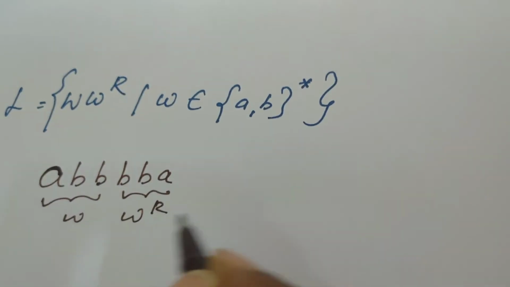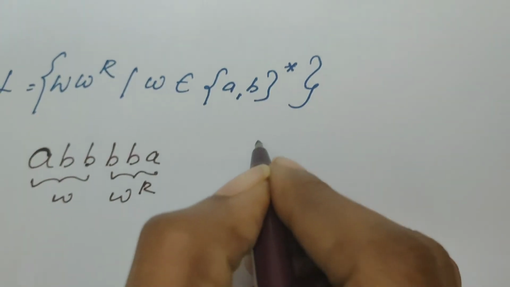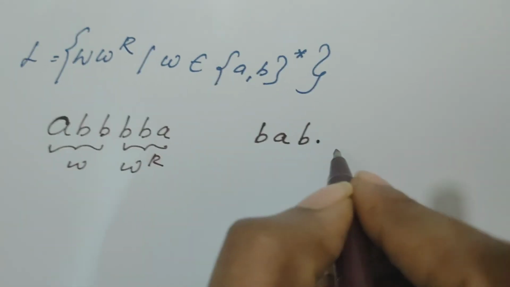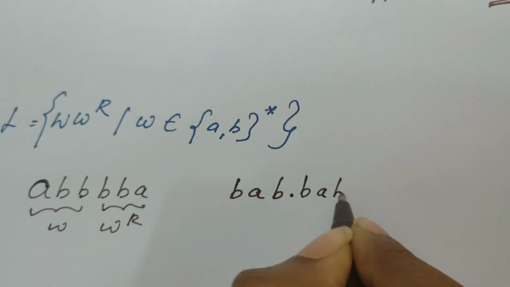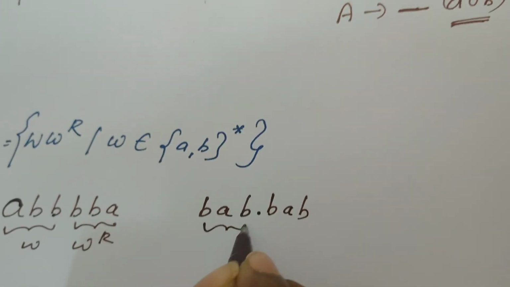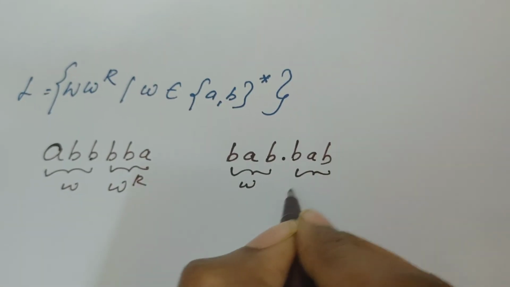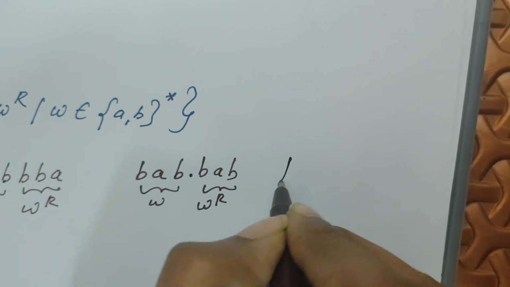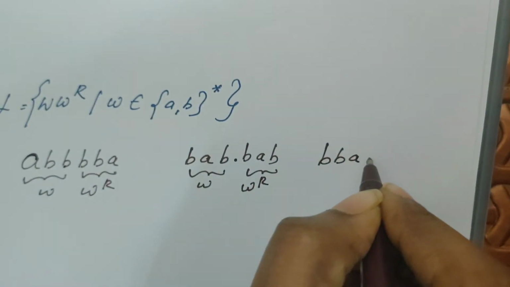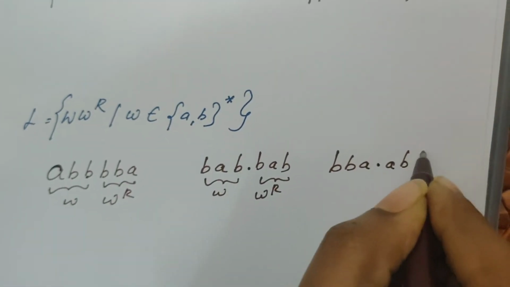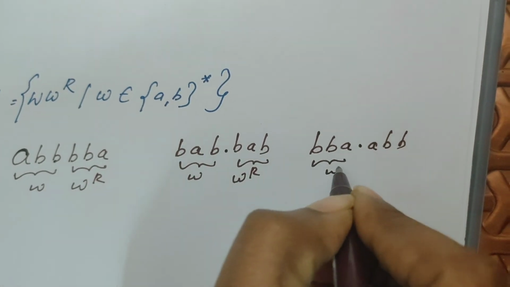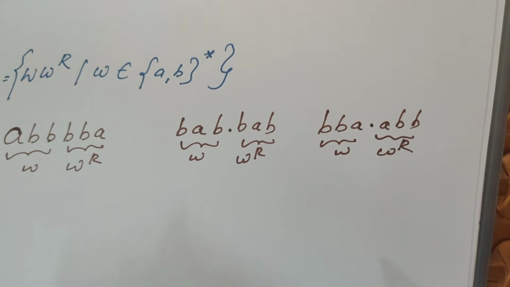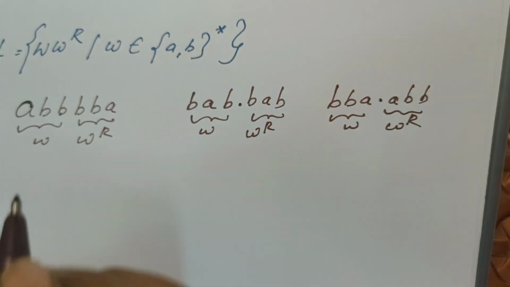This is one example. Let us take another example. If w is bab, w^R is also bab. So this is another example. This is w, this is w^R. Let us take one more example. If w is bba, w^R is abb. So this is w, this is w^R. So I have taken three examples. How do we write grammar for this?